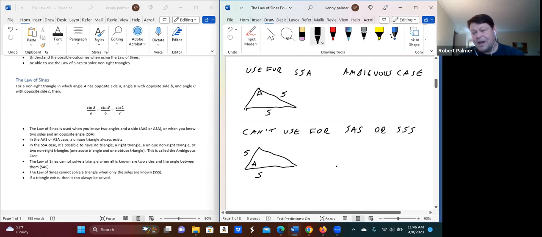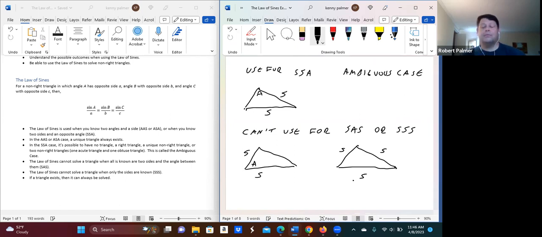And of course the side side side case, all three sides, then of course you have to know at least one angle to make the law of sines work. In these cases, we're going to use the law called the law of cosines. We'll see that in a different video.